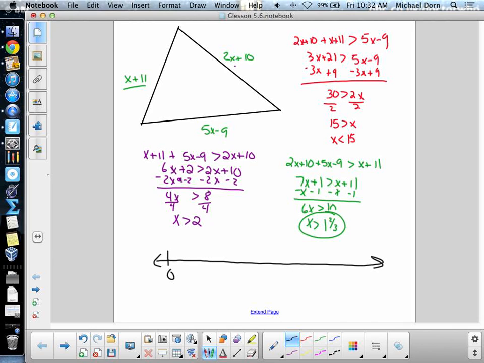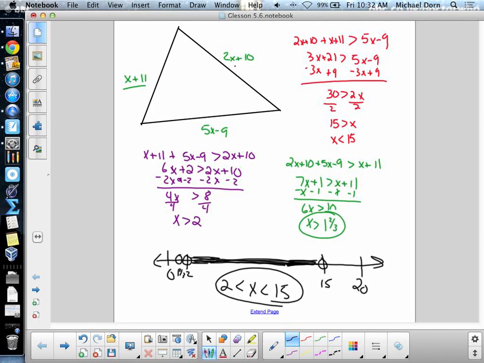Okay, here's 0, here would be 20. X has to be less than 15. Okay, so it has to be going this way. But it has to be bigger than 2, and also bigger than 1 2/3. Now the 1 2/3 would cover up that 2, so we want the most restrictive range, not the least restrictive, the most restrictive range. So the 1 2/3 we don't wind up using. So I get that x must be between 2 and 15 in order for that to be a triangle.